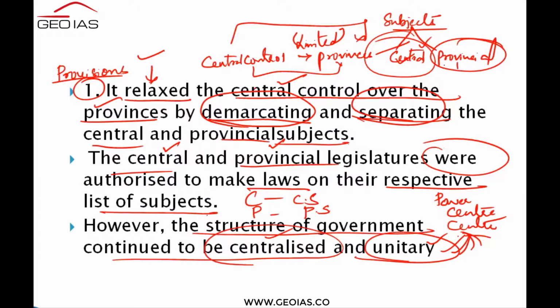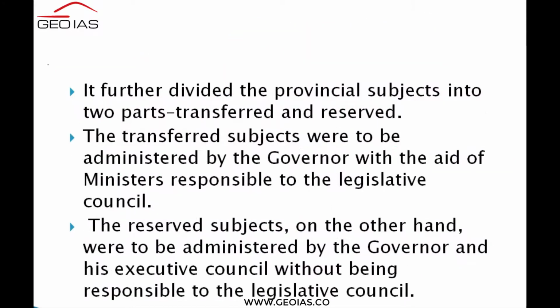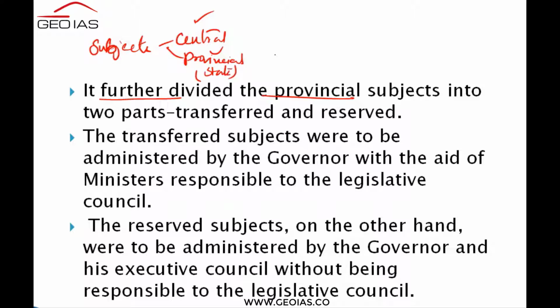As we move forward, it further divided the provincial subjects. The total subjects were divided into central subjects and provincial subjects. In central subjects the center can make the laws, and in provincial subjects the provinces, meaning states, can make the laws. And these provincial subjects were further divided into transferred subjects and reserved subjects. So what are these transferred subjects and reserved subjects?